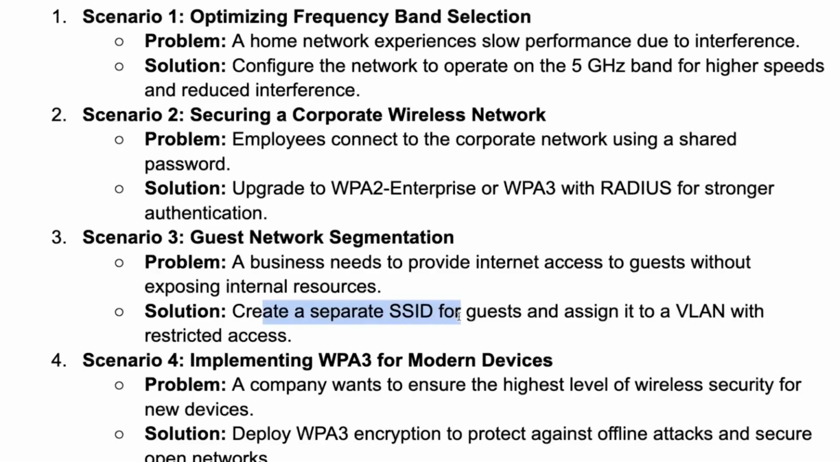So you would create a separate SSID for guests and assign it to a VLAN that has restricted access on that Wi-Fi network, so that the guests that connect to your Wi-Fi can't just roam around and start doing things, and then maybe even limit the type of things that they can do.